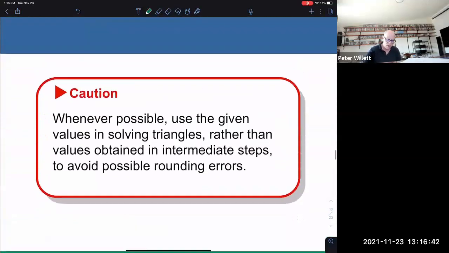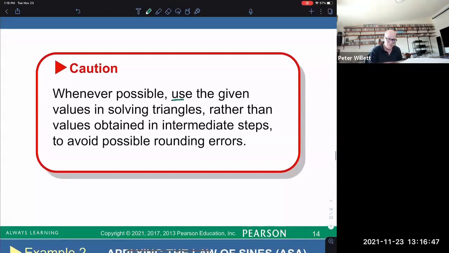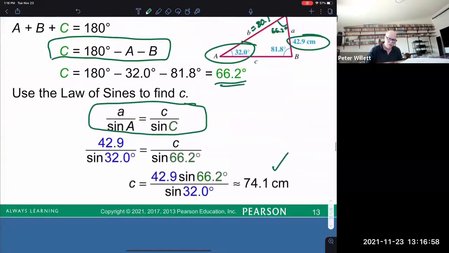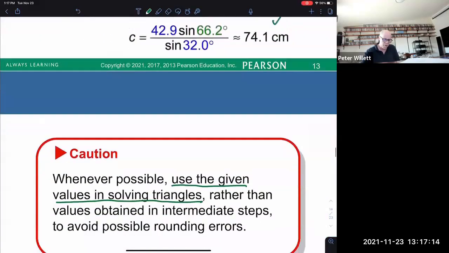Oh yeah, here it is. I thought I had seen this. So here's their caution. Whenever possible, use the given values in solving triangles rather than values obtained in intermediate steps to avoid possible rounding errors. So that's what I was just describing. In the intermediate step, we found B in the step above, but instead of using B to solve for C, use the information given in the problem, which would mean use the A with the C. So that's what their warning is about here.